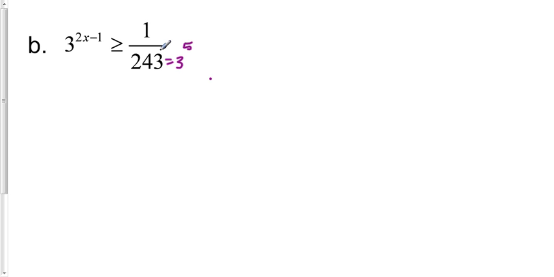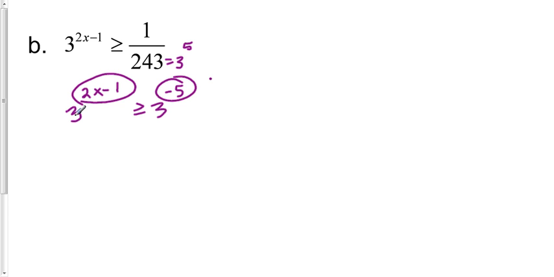But since it's in the bottom of my fraction here, I'm going to have to rewrite it as 3 to the -5th. So here's how I'm going to set it up. 3 to the 2x minus 1 is greater than or equal to 3 to the -5th. Because it's a fraction, 1 over 243 or 1 over 3 to the 5th, that's the same as 3 to the -5th. Now we can set up our inequality using the powers. If they have the like bases, now you can use their powers. 2x minus 1 is greater than or equal to -5.